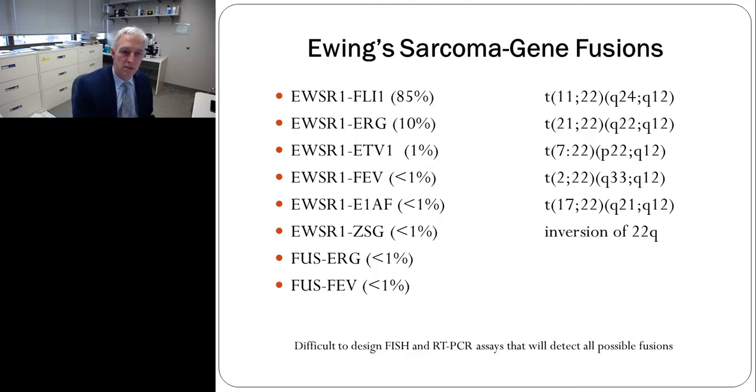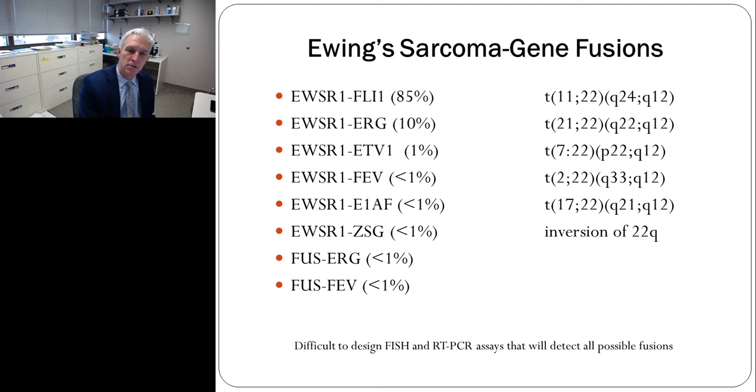This slide further illustrates the shortcomings of RT-PCR for detecting gene fusions. So we know in Ewing sarcoma that the two most common fusions are EWSR1-FLI1, which accounts for about 85% of tumors, and EWSR1-ERG, which accounts for about 10% of tumors. But then there's a variety of other fusions that account for just a few percent of tumors. It's impossible to easily make primer pairs for all of these, so we just designed an assay for the top 2.